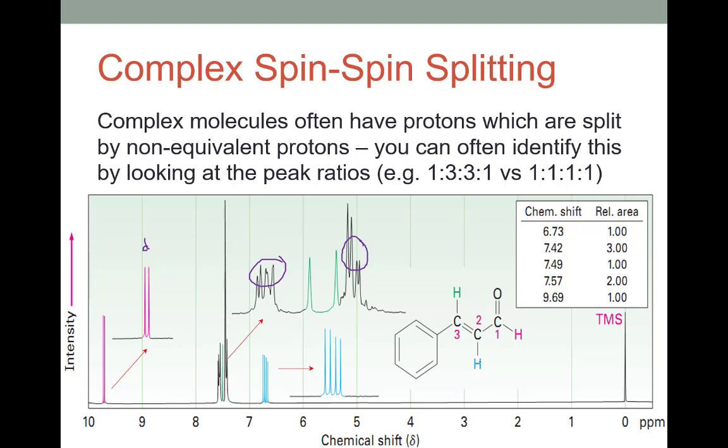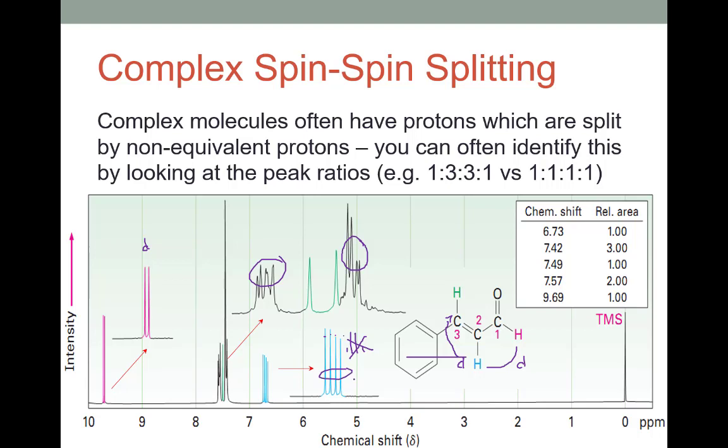That blue one is being split in 2 different ways. It's being split by the pink one, and we would expect that to split into a doublet. It's also being split by the green one in this direction. We'd expect that to be split into a doublet. And so we get here what's called a doublet of doublets. How do I identify that? Well, look at the peak ratios here. This isn't a 1 to 3 to 3 to 1 kind of ratio that I would expect for a proper quartet. Instead, this is basically a 1 to 1 to 1 to 1 ratio. That's how I know it's been split twice and then each of those split twice again. That's a doublet of doublets.